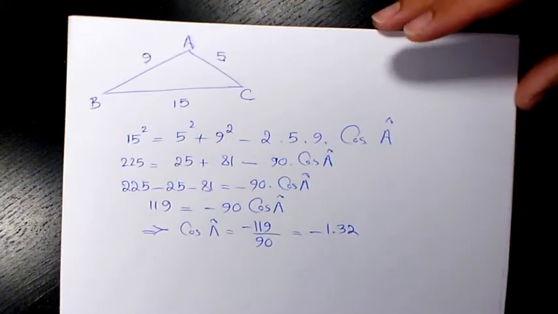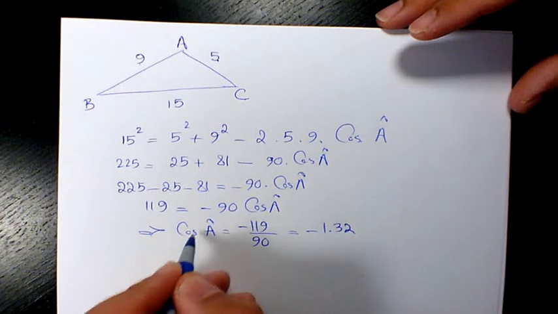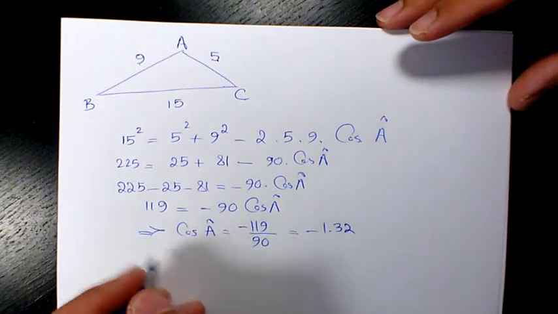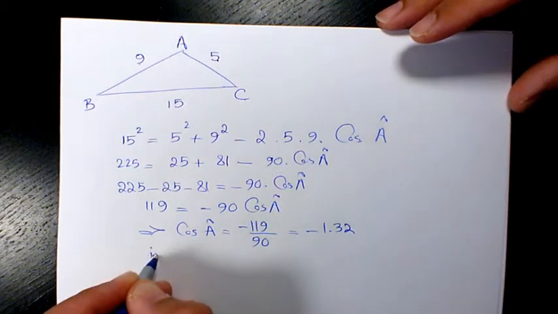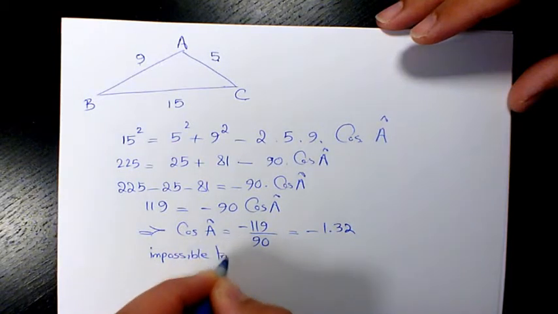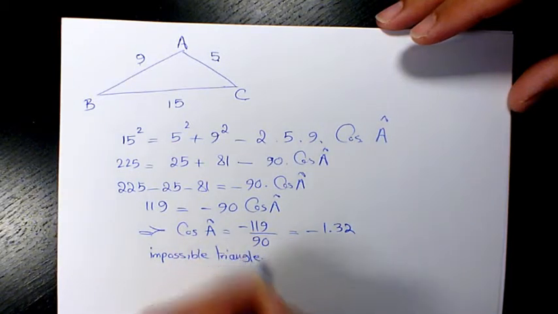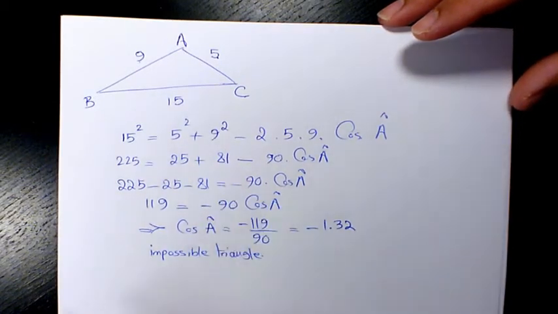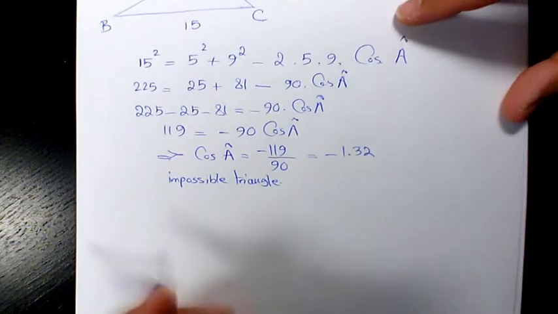And we know cosine functions cannot be greater than 1 or less than negative 1. So in this case, we're going to say that's an impossible triangle. Let's see another example.